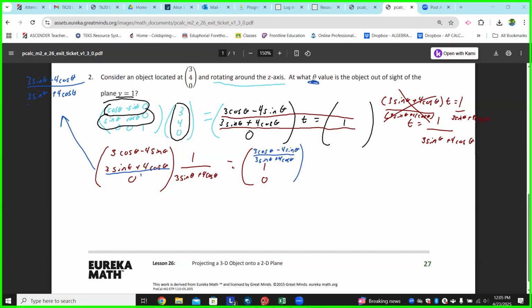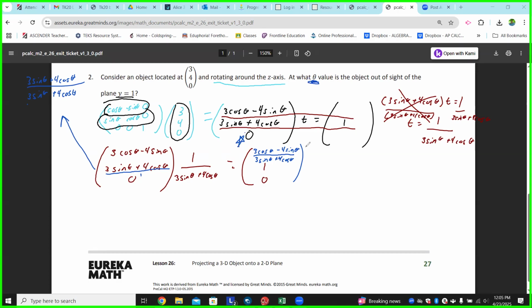It's asking, what would that theta be so that all that I see is the y = 1 plane? So that means the only thing I want to see is a y = 1. I want the rest of it to zero out. So with that, I can take that x part and I can set it equal to 0. This is as far as you need to master. But of course, there's more to it as well.